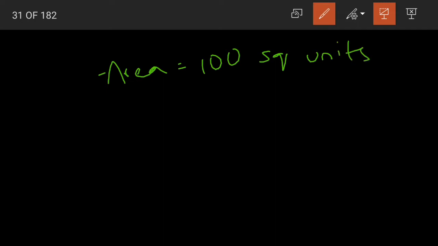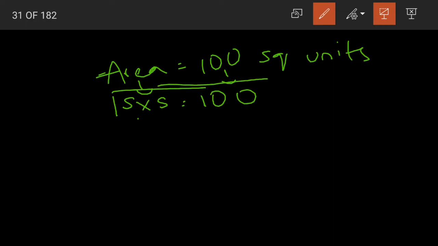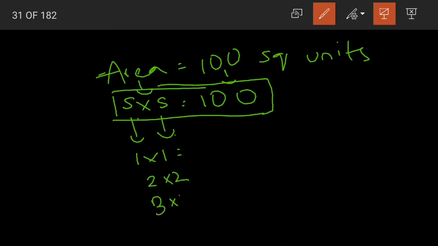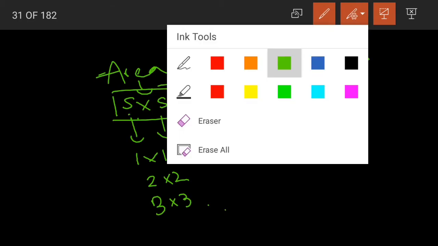So what is the formula for area of a square? S into S is equal to area. And what is the area here? It is 100 square units. So the equation we have is S into S is equal to 100. That means we have to multiply the same number twice, like 1 into 1 or 2 into 2 or 3 into 3. Understood, children? S into S is equal to 100.